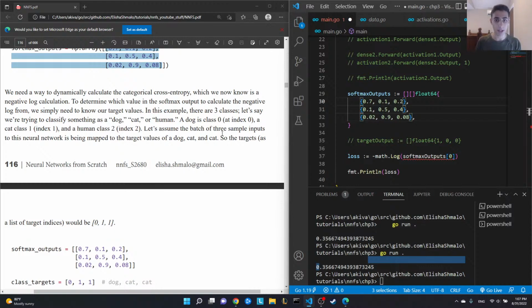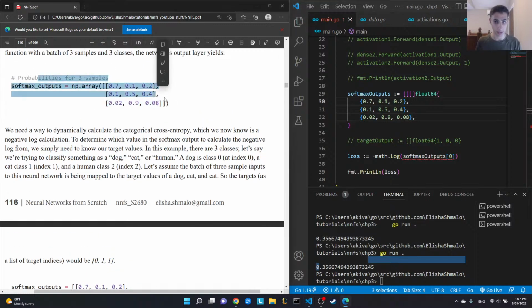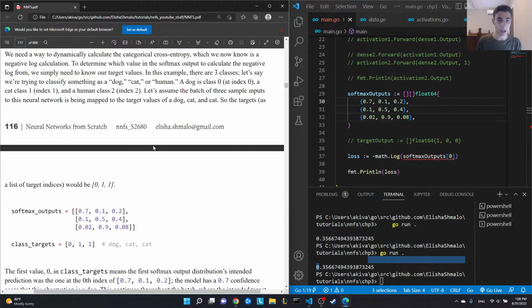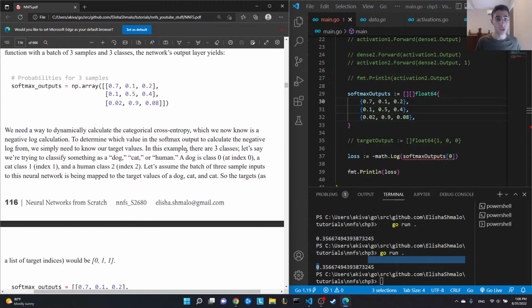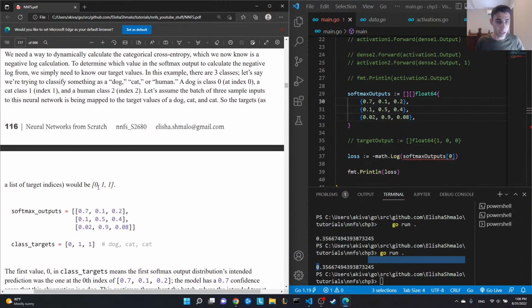Let's assume that this batch of 3 sample inputs to the neural network is being mapped to the target values of dog, cat, and cat. So it should have outputted dog, cat, and cat. I think it did output a dog, cat, and cat. So it got it right, I think, which is good, but we're going to have to calculate the loss. So the targets as a list of target indexes will be 0, 1, and 1.